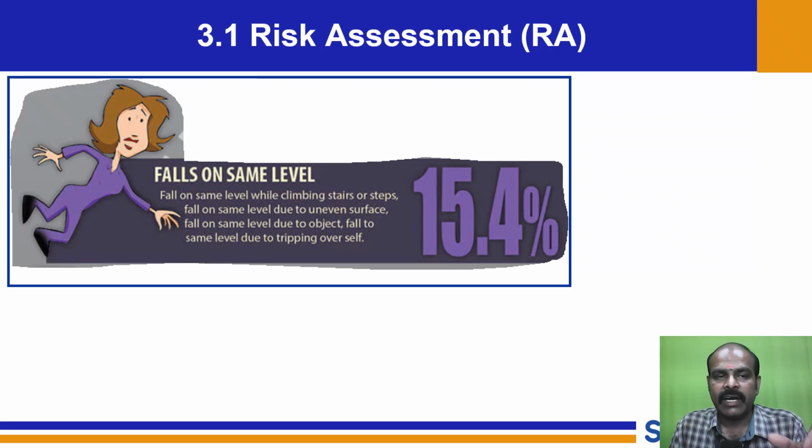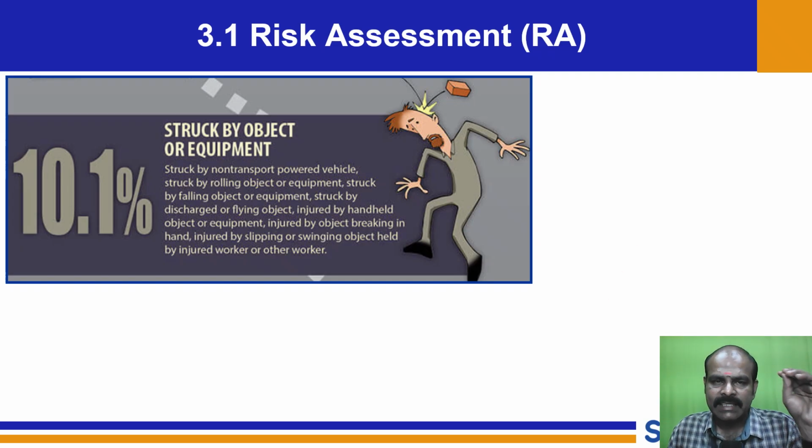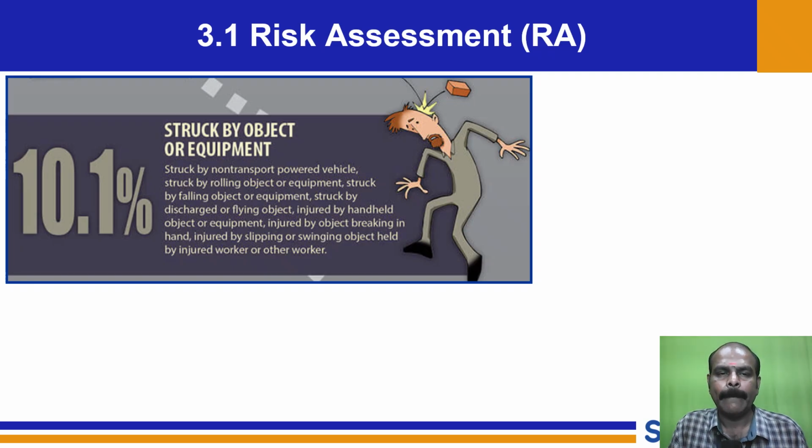So these are all the different types of risks which have been reported in the past. The next is 10.1%, struck by object or equipment. Non-transport powered vehicle: that is something stationary, and they unknowingly go and hit the thing which is stationary. That might be a rack, or a non-moving vehicle, something like that. So that accounts for a percentage of 10.1.